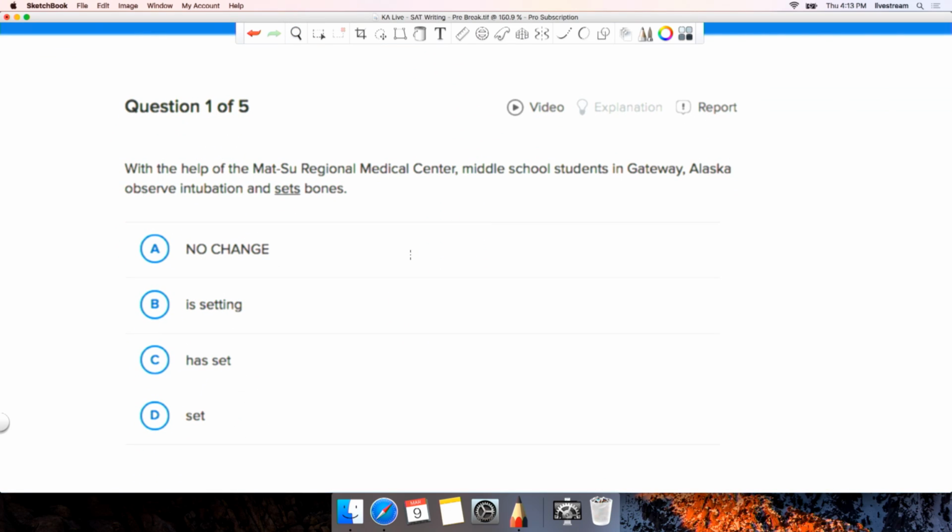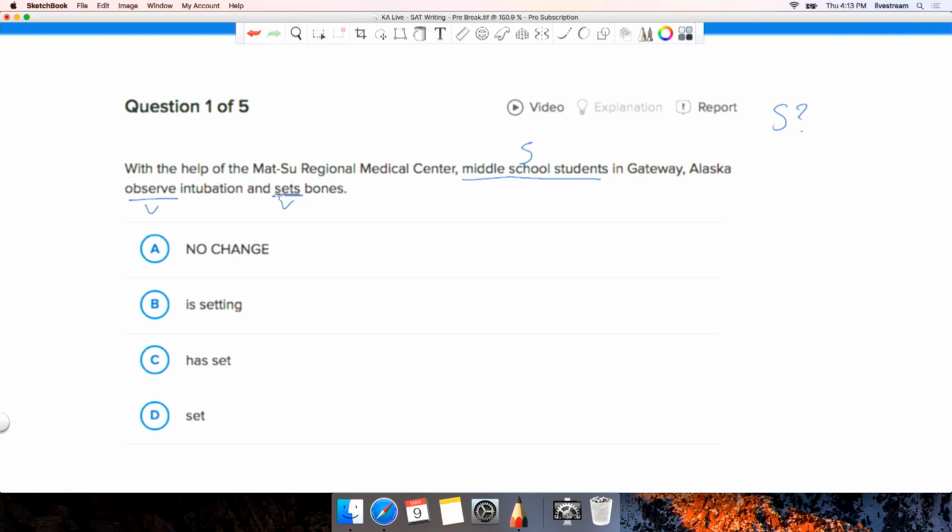Let's take a look at this. With the help of the Matsu Regional Medical Center, middle school students in Gateway, Alaska, observe intubation and sets bones. Again, what is my subject? Who or what thing is doing the action? With the help of Matsu Regional Center, middle school students. Okay, so middle school students here is my subject. And what are they doing? They are observing intubation and setting bones. So those are my verbs.